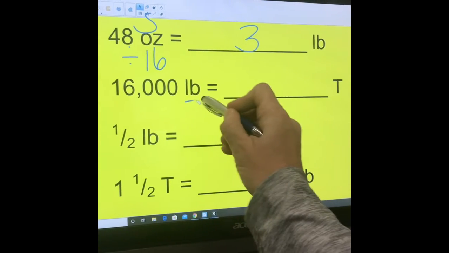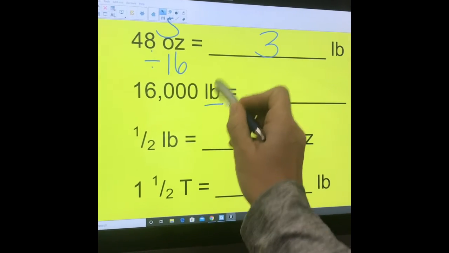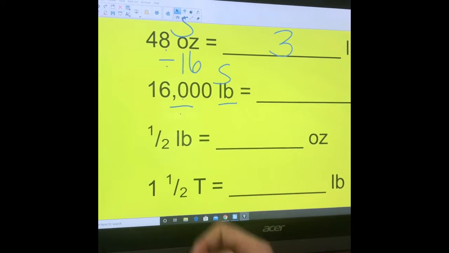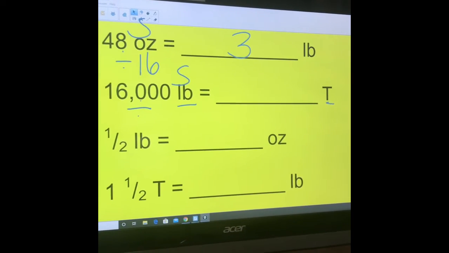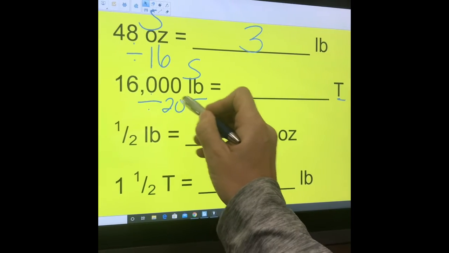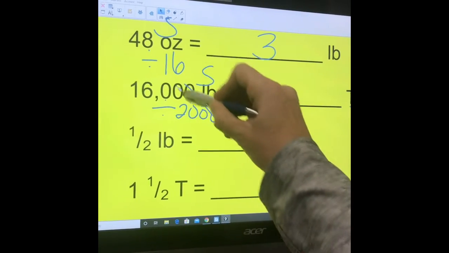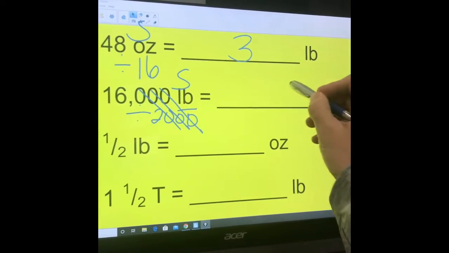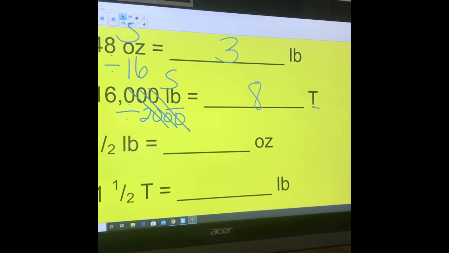You look at the label, pounds compared to tons. Pounds are small, therefore that means I am dividing. And how many pounds are in a ton? 2,000, so I'm gonna divide by 2,000. Remember when we divide, the zeros cancel each other. 16 divided by 2 is a big 8 tons.